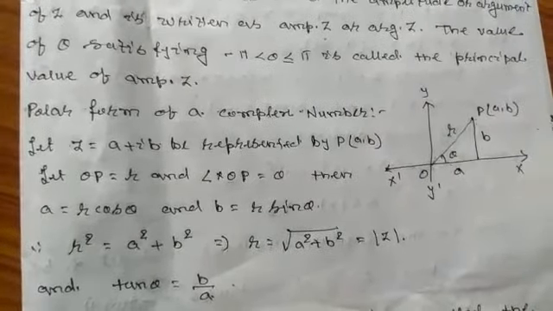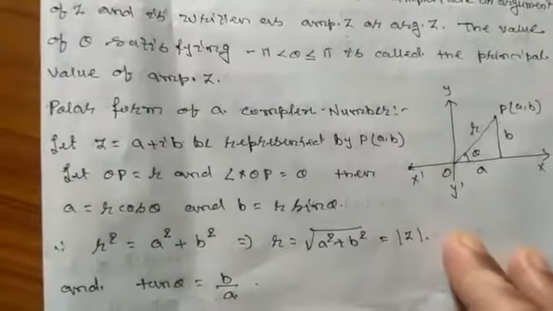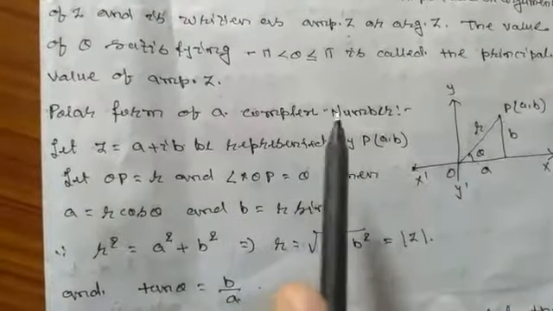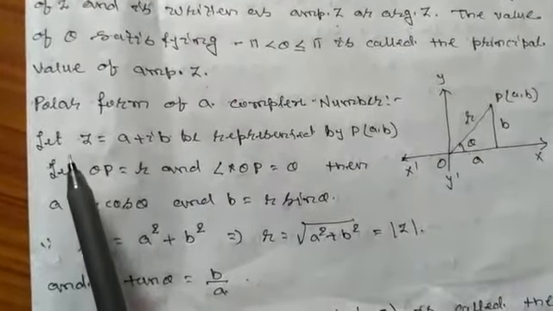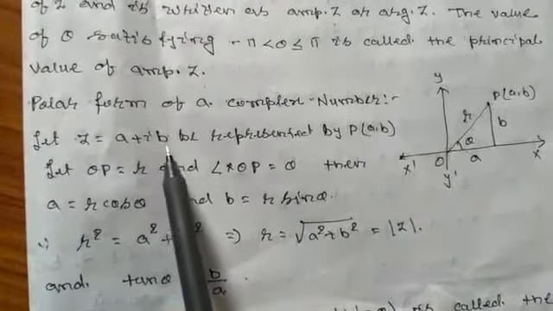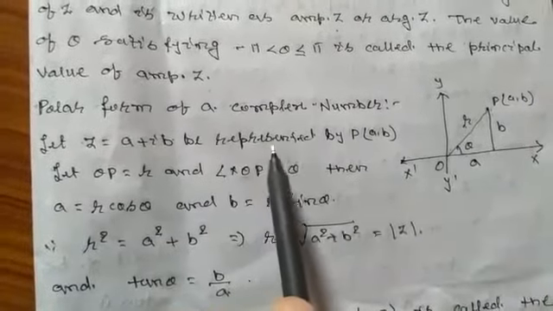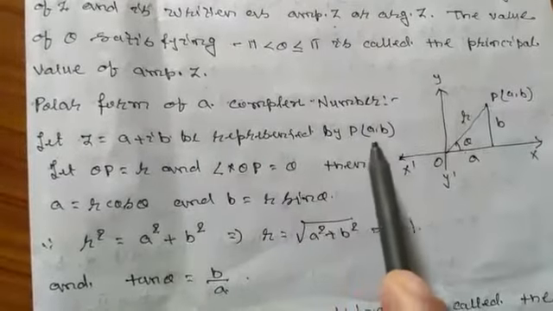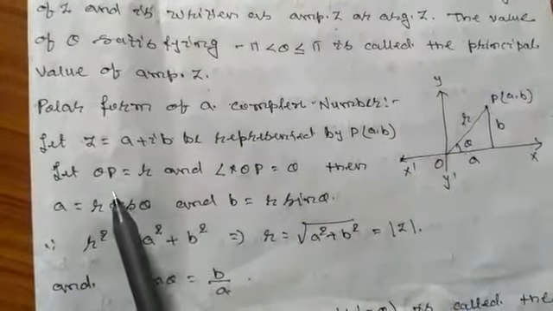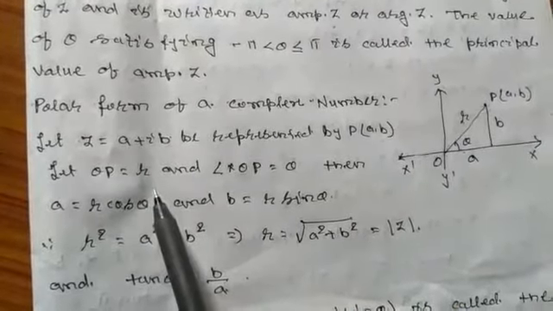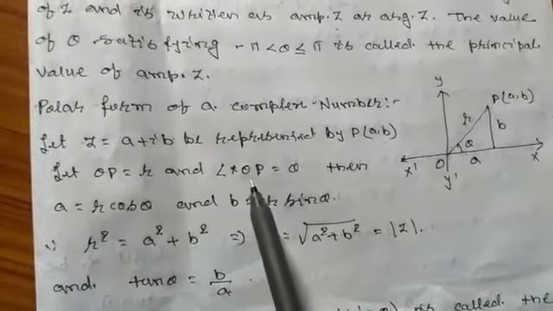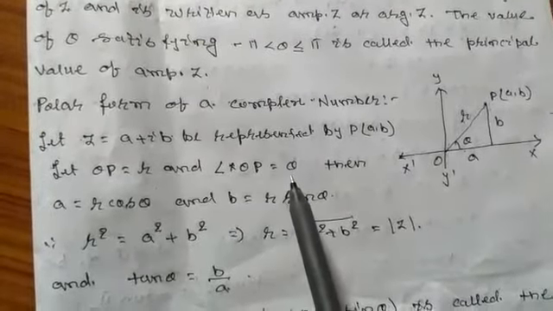Now let's understand the polar form of a complex number. What is it? Let z equals a plus ib be represented by P(a, b). Let OP equal r, that is the modulus, and angle XOP equal theta, that is the argument.